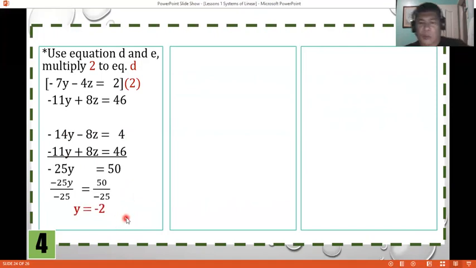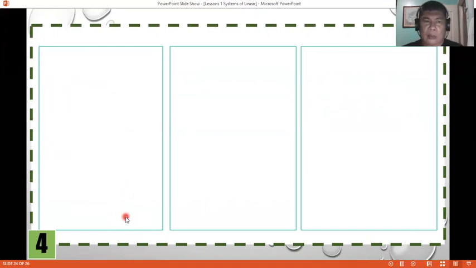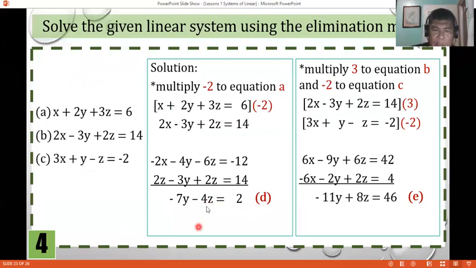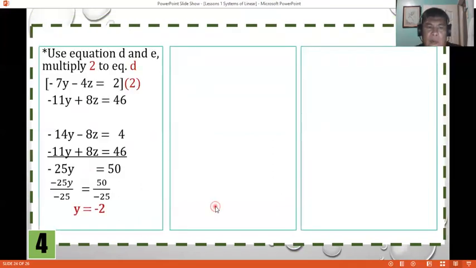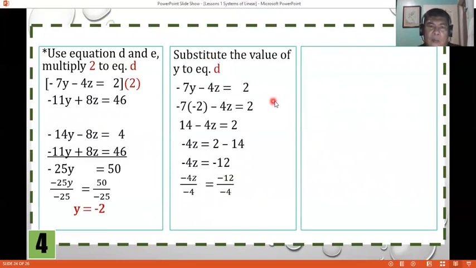Pag meron tayong y equals to negative 2, ibabalik natin ulit. Y equals to negative 2, pwede na natin gamitin itong either sa dalawang ito. Pero ito mas easy, mas konting number. I-substitute natin dito yung value ng y. So, ito substitute the value of y to equation D. Ayan, negative y. Ito yung equation D, di ba? Kung ibabalik nyo, ito yung equation D. Substitute natin yung nakuha nating y.